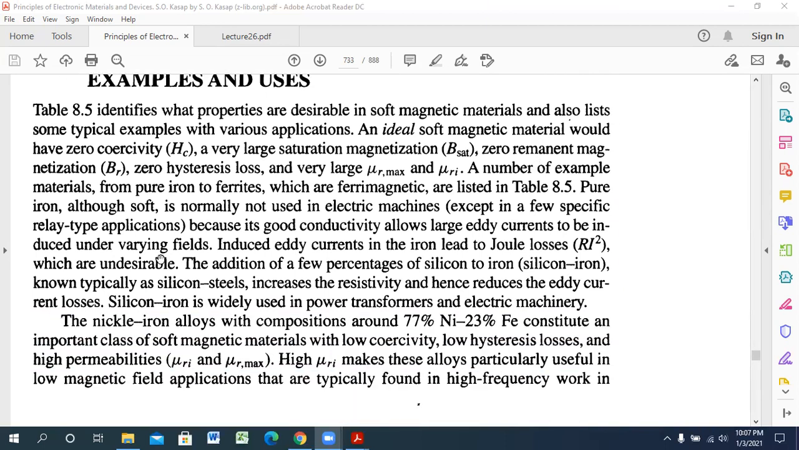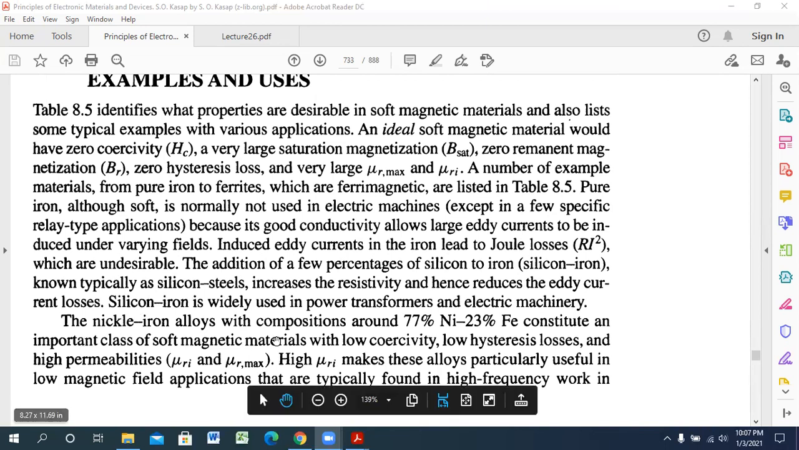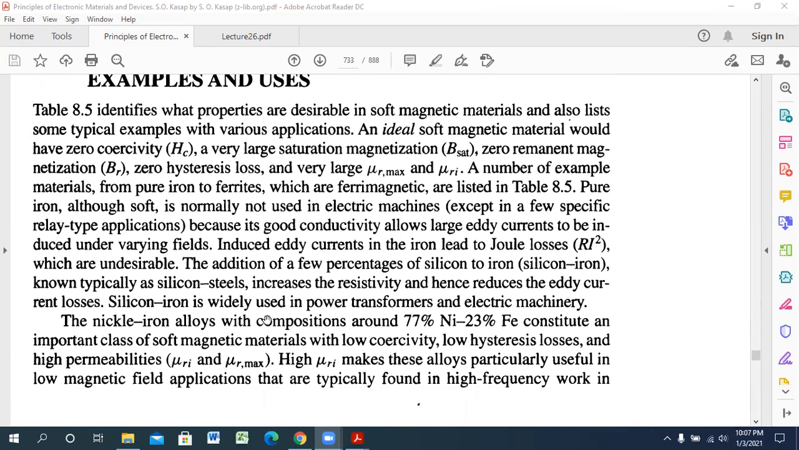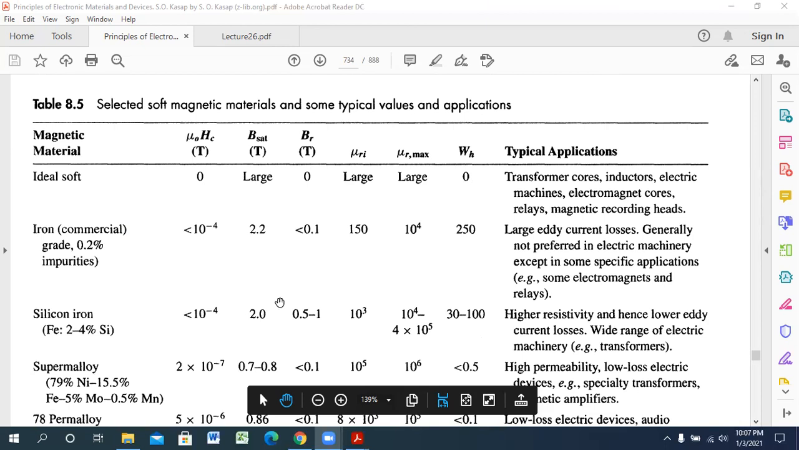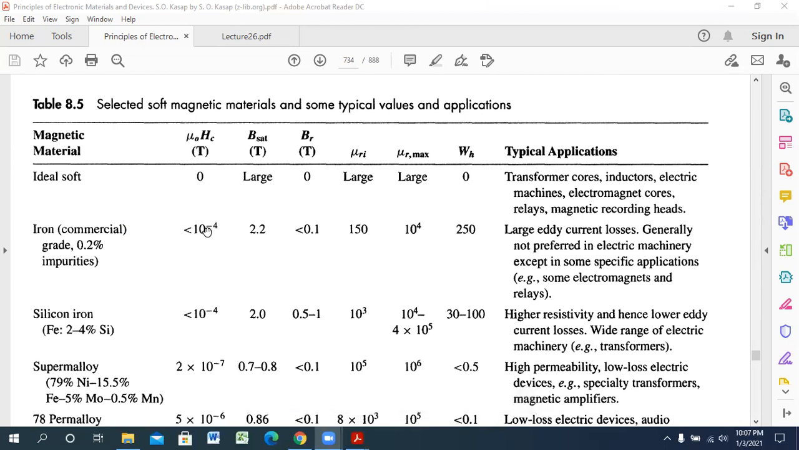There are a few examples. One is the nickel iron alloy, whose composition is 77%. I am requesting all of you, please go through this. This is very easy, literature type material, and here you will find a table. From this table you will understand, based on these values, what the applications are and what the different types of magnetic materials are. Okay.